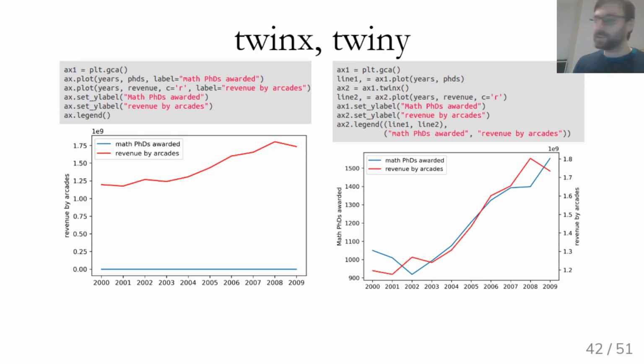And you can see the math PhDs are in the thousands, and the revenue made by arcades is still around 1 billion. And we can see that they are highly correlated, with a p-value of at least 3 zeros. But they're causally unrelated, though statistically correlated. So if you want to compare different series, using twin x, or twin y if you want to do it in the other direction, is very useful.